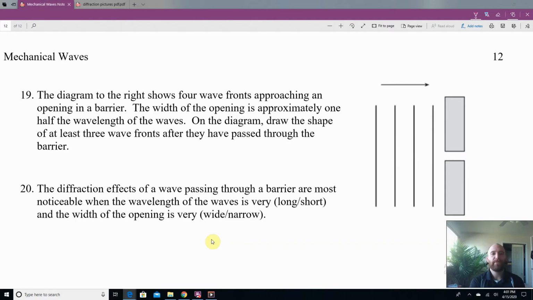The diagram to the right shows four wave fronts approaching an opening in a barrier. The width of the opening is approximately 1/2 the wavelength of the waves. On the diagram, draw the shape of at least 3 wave fronts after they pass through the barrier.